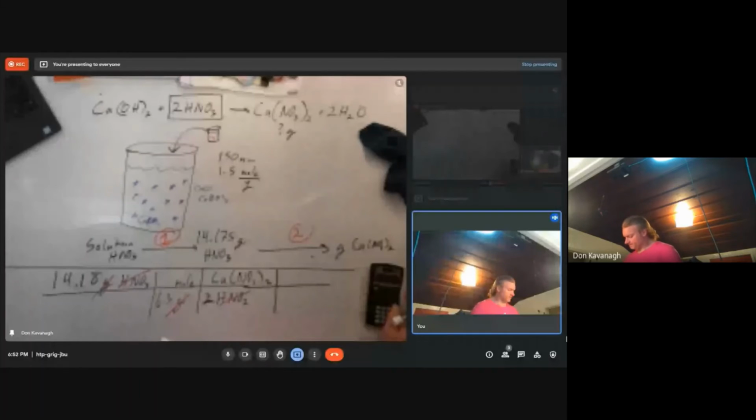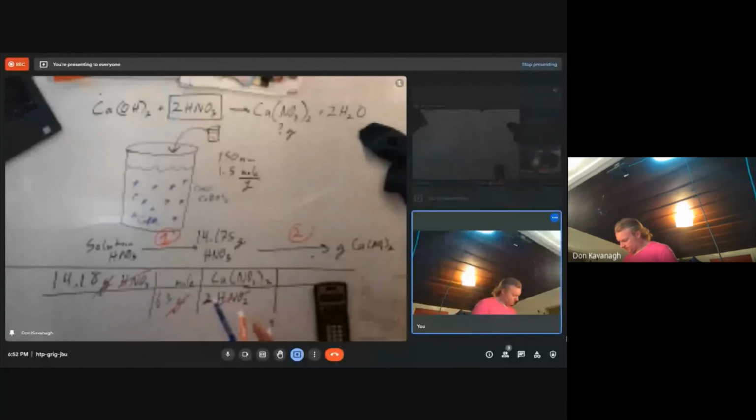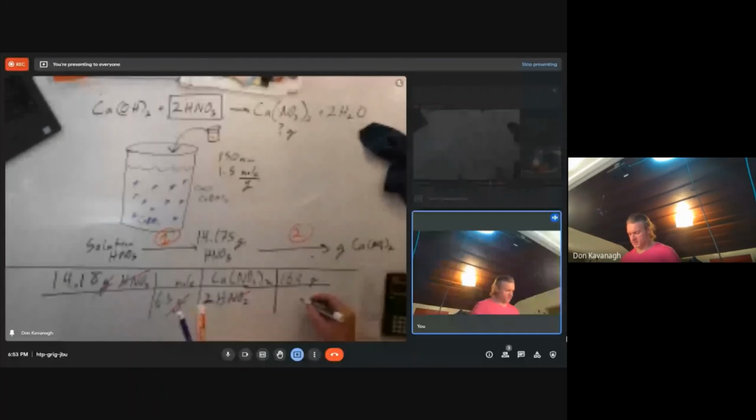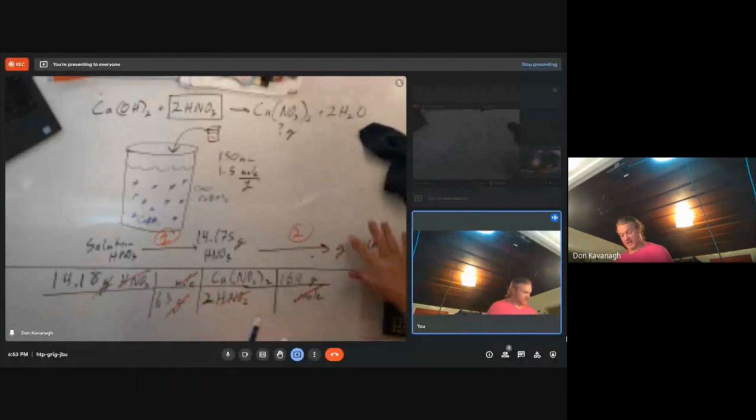Finally, my last step in a grams to grams type problem is looking up the molecular weight of the formula that's not crossed out, 164 grams per mole. I'm just going to make sure that moles cancel when I lay that down. And it does. So now I can pick up my calculator and solve for this second step of the second scaffold.